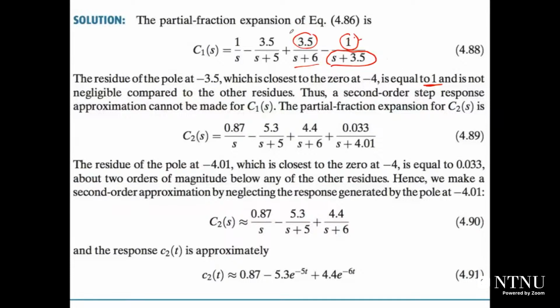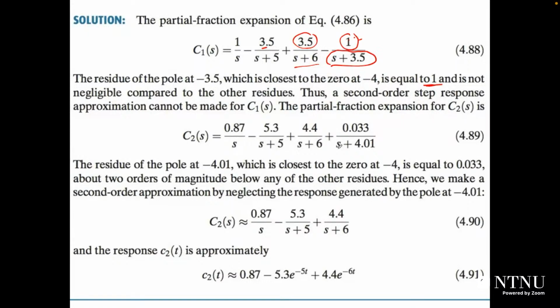It's 1, which is compared to the other residues here, K1, K2, K3, it's still large. So if this one is comparable to those, in this case, we cannot approximate the system as a second order system. So the second order step response approximation cannot be made for C1 of S. We will do it for CT of S.